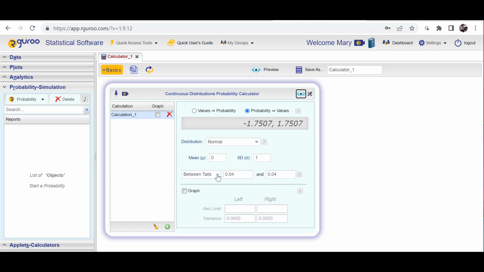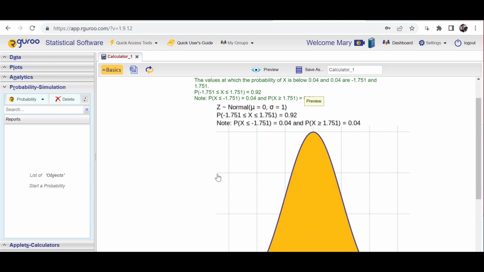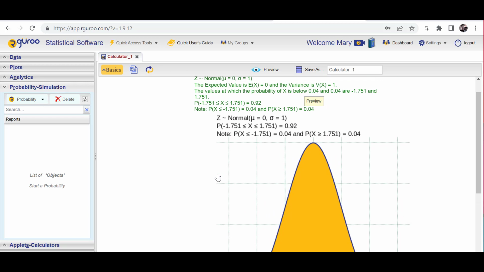3 decimal places for these. So this would be 1.751. 1.751. If you want to see the graph, you can do that. But again, I like to go out to 3 decimal places for these.